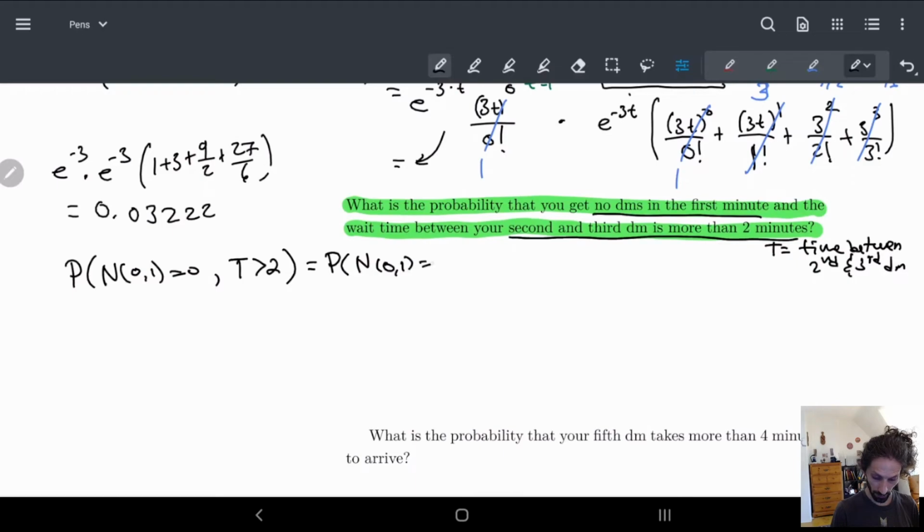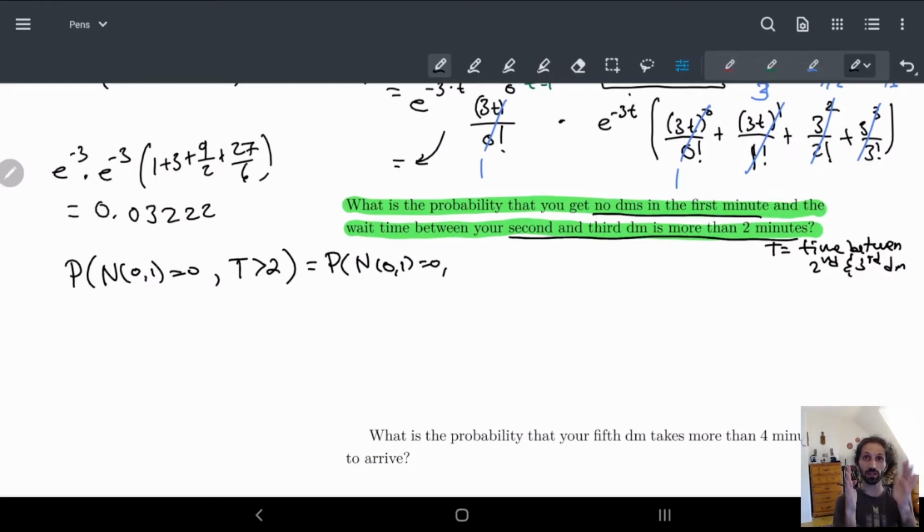Now why? Well, if I didn't get any DM in the first minute, that means my first DM is going to happen after the first minute. And so my second and third one, how do I explain this? They have no relation with one another, right?